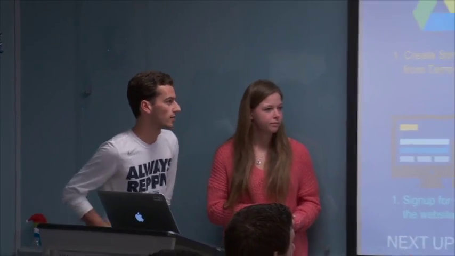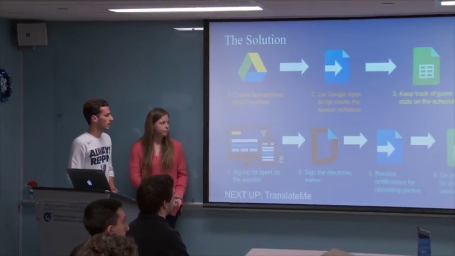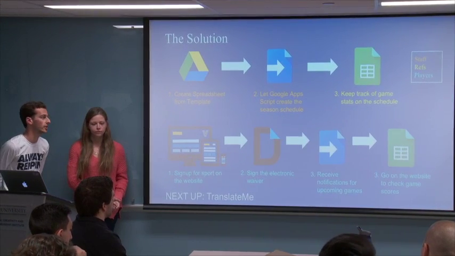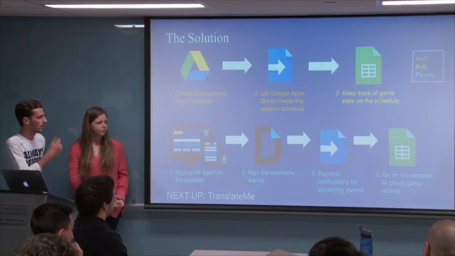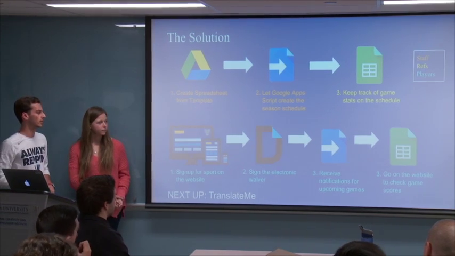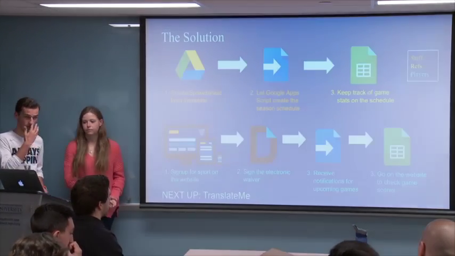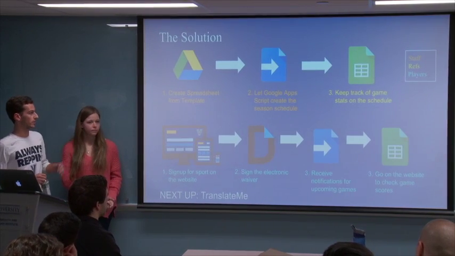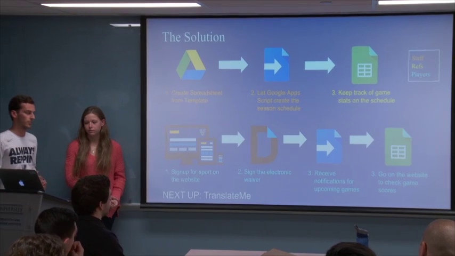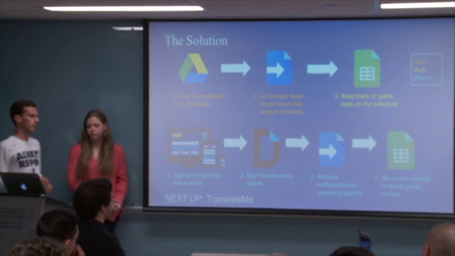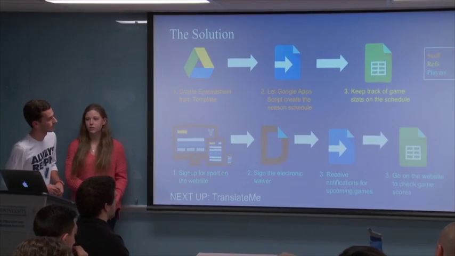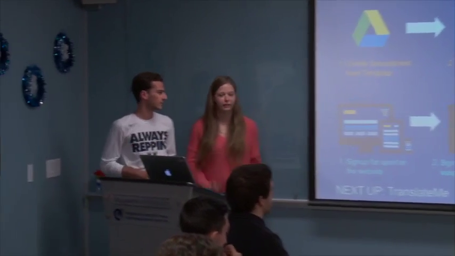Yeah, so as Lauren just said, we digitized the whole sign-up process for intramurals by building a website using Facebook's React.js and JSX, DocHub to deal with e-signatures, and then a bunch of different Google products to deal with the rest, including Sheets and AppScript, which is based on JavaScript and allowed us to do that automatic bracket making. So come check us out, and our website's up and live if you want to take a look.